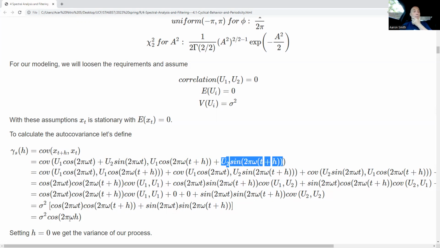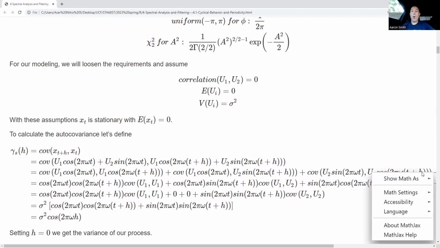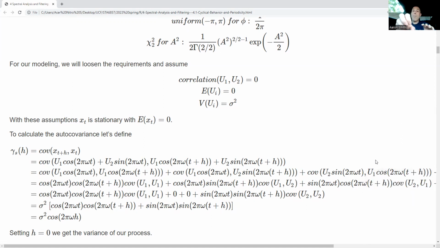So now I'm going to look at this and realize, what do I have? Remember, I'm treating u sub 1 and u sub 2 as my random variables. Time is a constant, and omega is a fixed parameter. So omega is constant, time is constant, and my trig functions are all constant values for the purpose of this calculation. Those are all constant, so I'm going to pull them out because they're not random for the purpose of the covariance calculation.